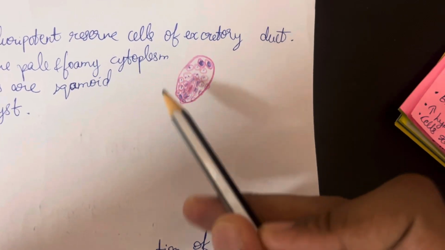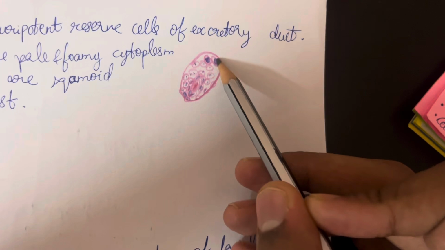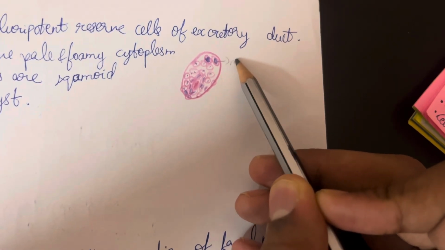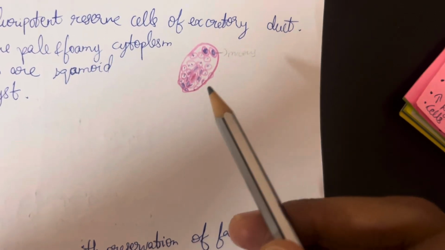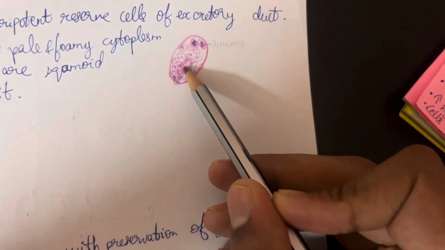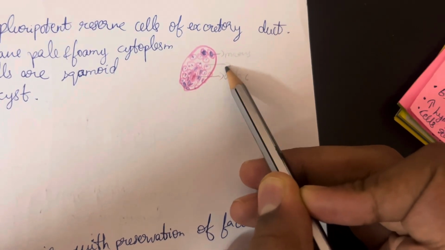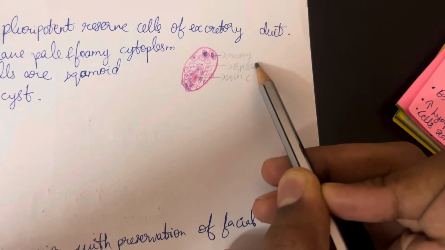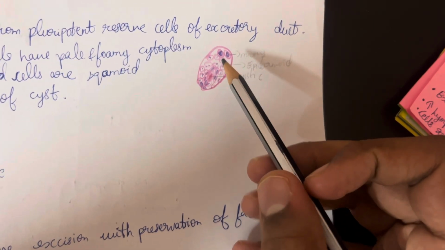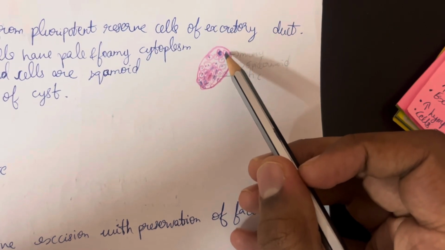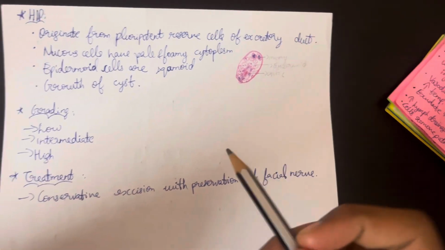I'm just showing a part of the histopathology. So these are the mucous cells, and pale cytoplasm, and then this is the cystic growth, and these are the epidermoid cells. So when you shade using pencil, just make it a little bit light over here, so it depicts the pale foamy cytoplasm.